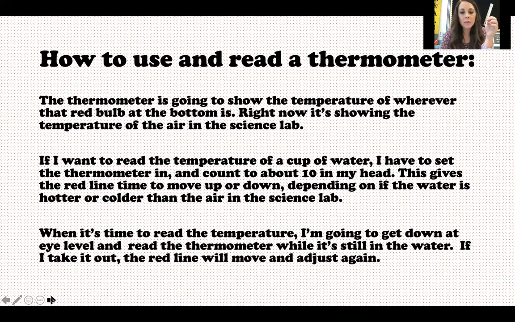When it's time to read the temperature, I'm going to get down at eye level and read the thermometer while it's still in the water. If I take the thermometer out, the red line will move and adjust again. I'll show you that in a second too, okay?